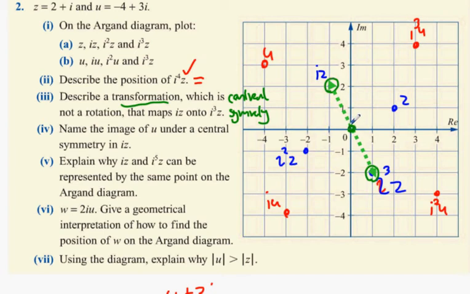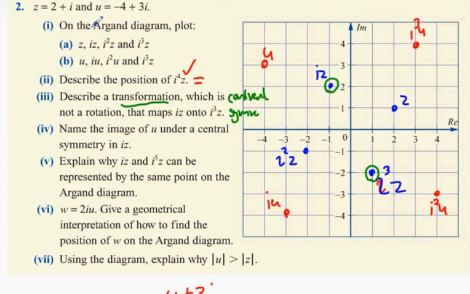Why is it called central symmetry? Because you go through 0, 0, the same distance and the same slope out the other side. And that's what describes iz to i cubed z. Okay, guys.